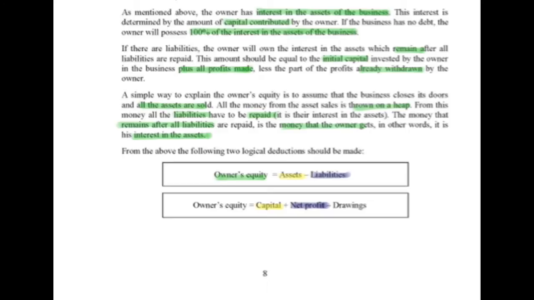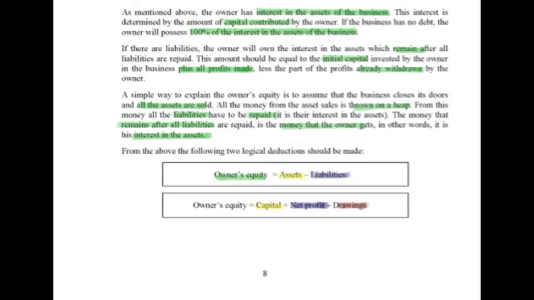And I subtract drawings. Remember drawings from last year? Drawings, that is the money the owner took for himself. So if I take my capital, I add my extra profits made, and I subtract my drawings. That's then my owner's equity.